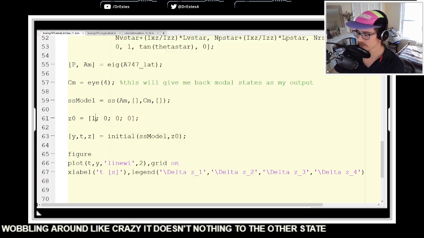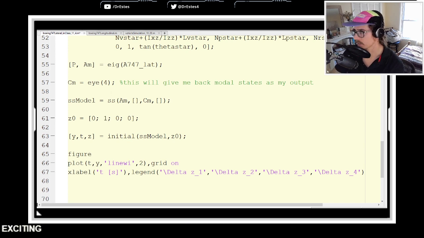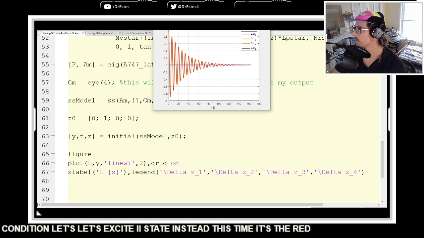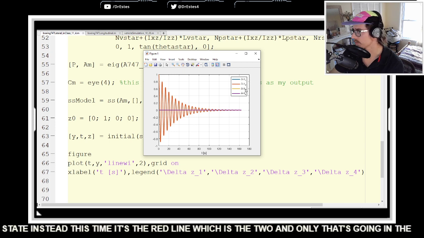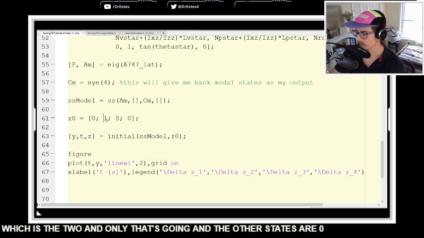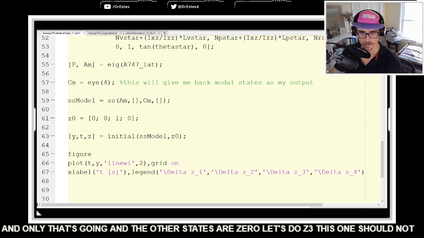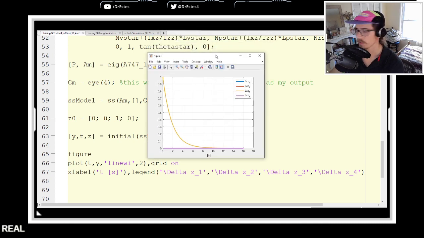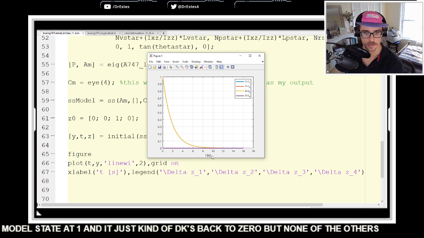So to prove this to you, let's do a different initial condition. Let's excite the second state instead. This time it's the red line, which is Z2, and only that's going, and the other states are 0. Let's do Z3. This one should not oscillate because the third eigenvalue was purely real. Yeah. So I started the third modal state at 1, and it just kind of decays back to 0. But none of the other states do anything because they're independent.